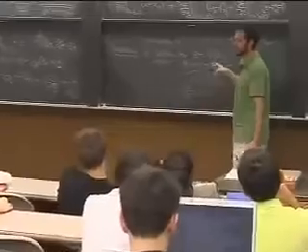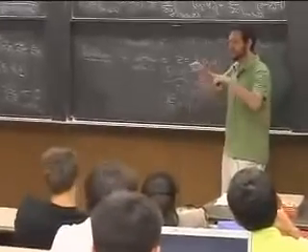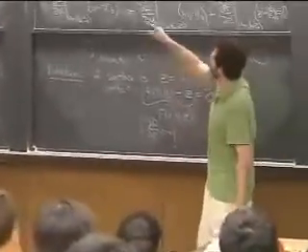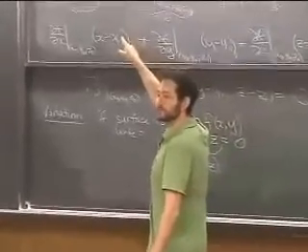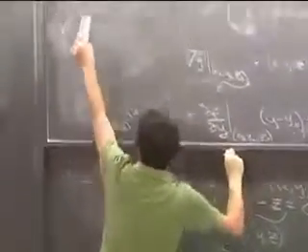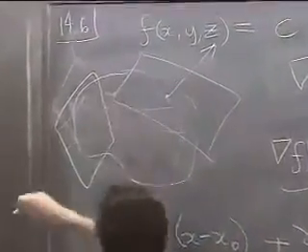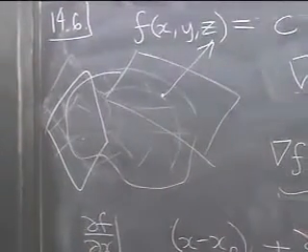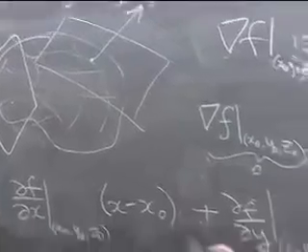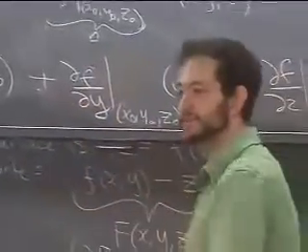And the answer is no. In general, different points will have different tangent planes. You can even see it from that picture. This point here has a tangent plane that looks like this. This point has a tangent plane that looks like this. In general, unless the surface is very special, two different points are just generally going to have different tangent planes.